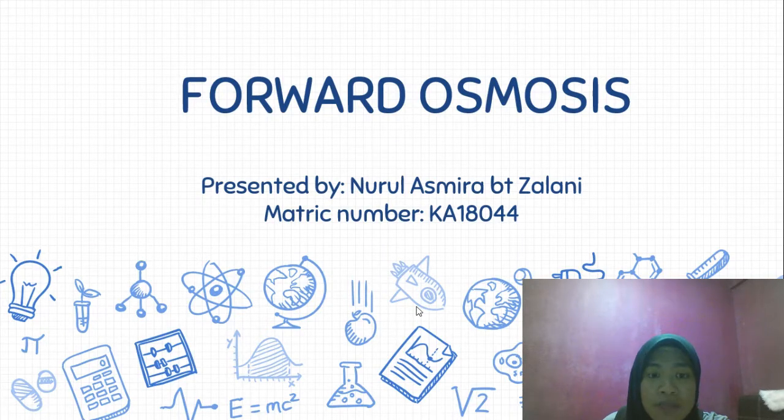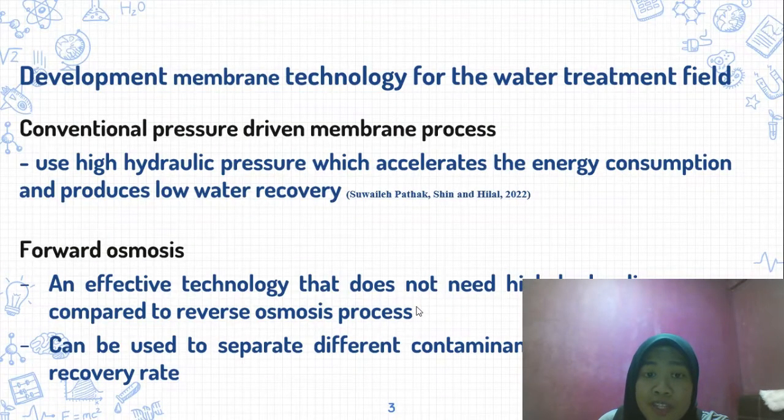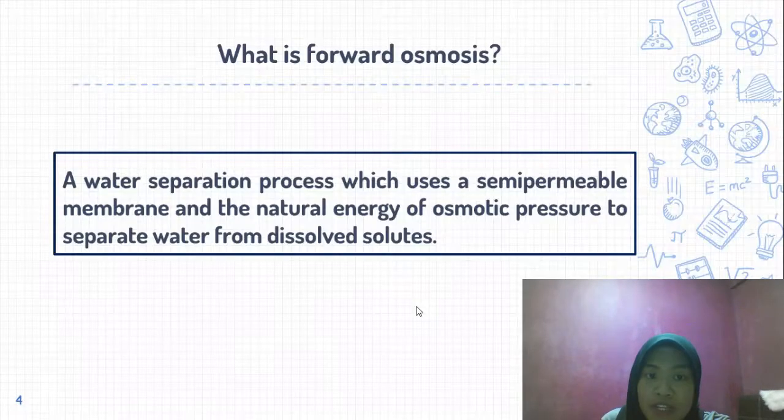Would like to present the research and development in the membrane separation process of the forward osmosis. The development of the membrane technology is one of the most important technologies for the water treatment field. The conventional pressure-driven membrane process uses high hydraulic pressure, which increases the energy consumption and produces a low water recovery. Meanwhile, forward osmosis is an effective technology that does not need high hydraulic pressure as compared to the reverse osmosis process. This will lead to minimum energy consumption and also low irreversible fouling. Besides, forward osmosis can also be used to separate different contaminants, achieving a great water recovery rate.